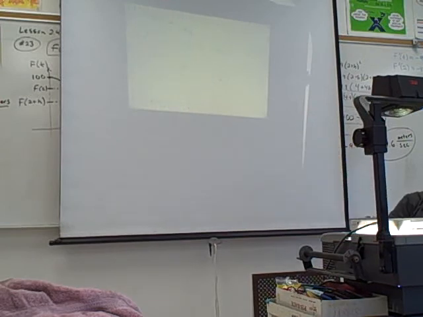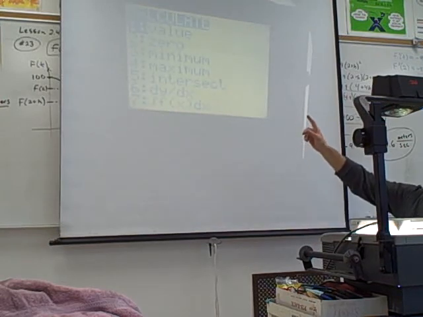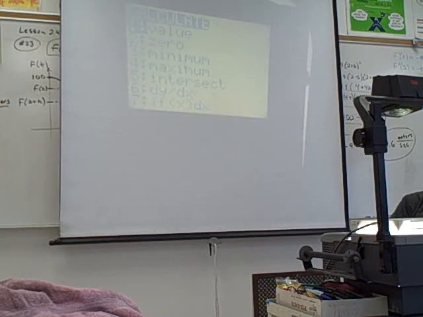Hit graph. I want to get the slope at 2 seconds. I push second trace. Which one's going to give me the slope? Number 6. dy over dx. That's another symbol for derivative. And then hit 2, enter. And again, we can see there's the velocity, negative 19.6 meters per second.